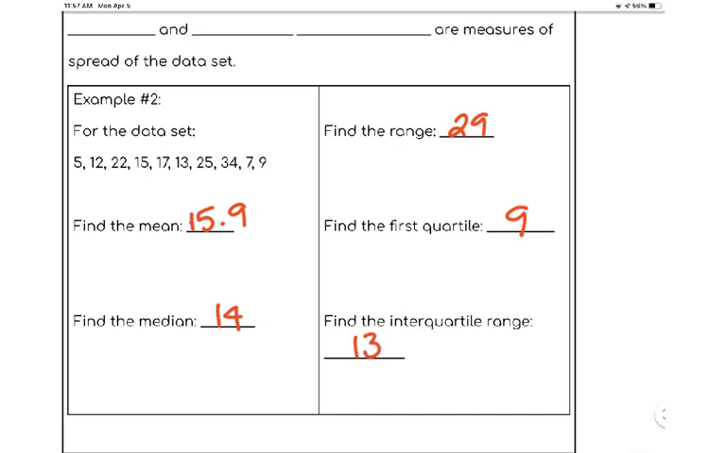Okay? And the question before it asked for the types of measures of spread in a data set. So we figured out they were range, that includes interquartile range, and something we're going to learn about later called standard deviation. And we will go into more detail about those later.